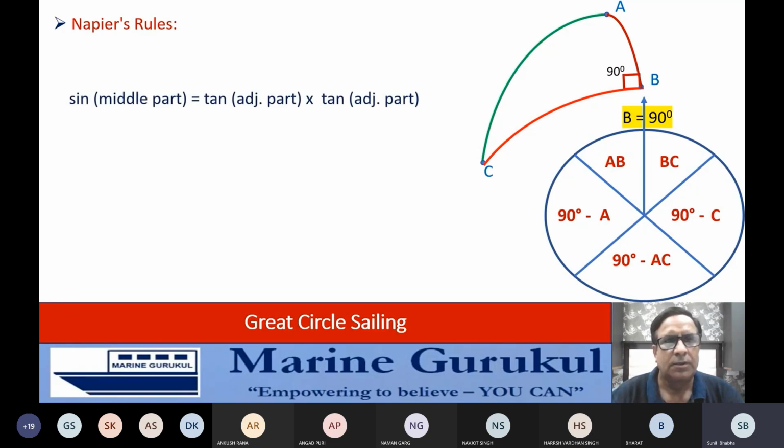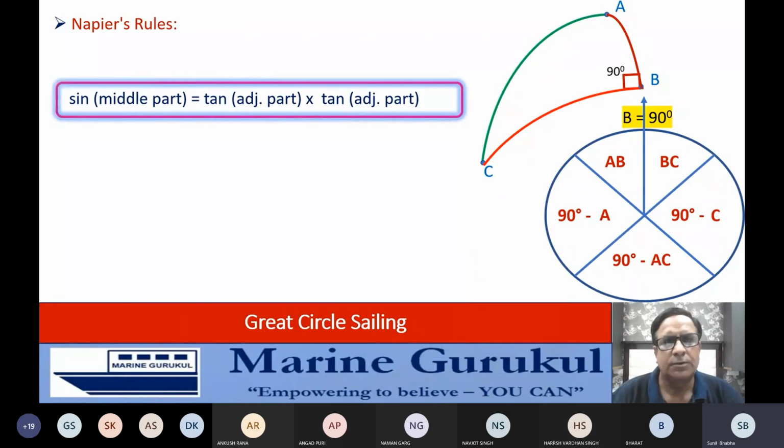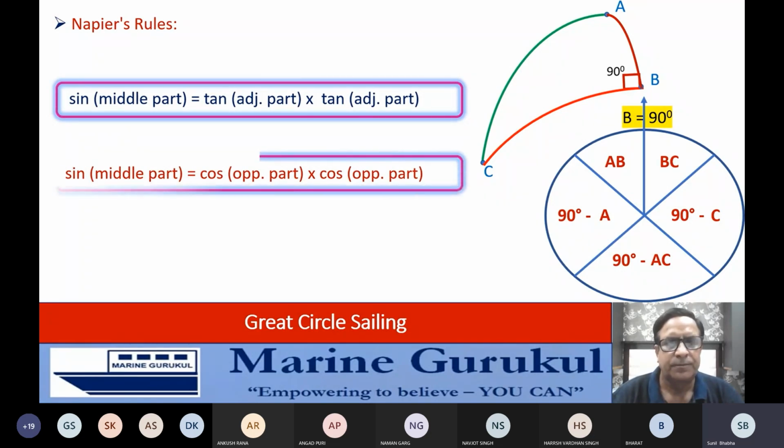The rules are: sine of the middle part is equal to the product of the tangent of the adjacent parts. So this is one of the two rules. The other one being: sine of the middle part is equal to the product of the cosine of the opposite parts. So this is the other one. Depending on the combination, we can choose the rule to apply, use the given two parts and calculate the third one. Of course, the parts involved have to be the ones other than the 90-degree angle.